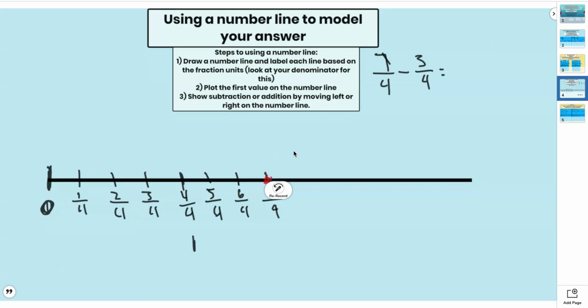Okay, so we're going to put a dot right here on our starting line, 7/4. And then we're going to subtract 3/4. So let's count. 1, 2, 3. And I land on 4/4, which also equals 1. Okay? And that's how we use a number line. Now, on the next slide, you're going to be given a couple of problems to try out. So if you need a reminder on how it works, restart this page and follow along on a piece of paper and pencil, okay?